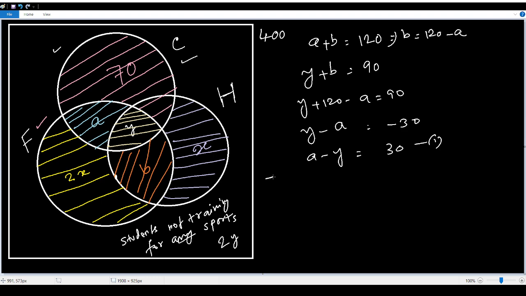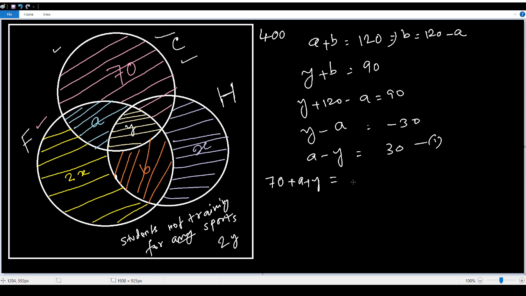70 minus a minus y. Ishika, would you like to try? How many people are playing cricket? 70 minus a plus y. Ritama? 70 plus a plus y. Yes, it is 70 plus a plus y. Why minus? 70 is not the full circle. 70 is only this pink part, I have already marked it. But I want this entire C circle. So it is 70 plus a plus y.